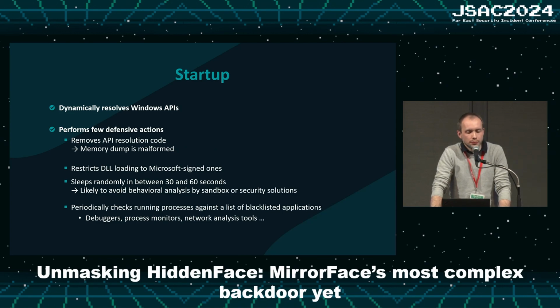Upon execution, HiddenFace first dynamically resolves all the Windows APIs that will be used throughout the whole run. Then it performs a few evasive actions. First, it removes a part of the code that is responsible for the API resolution, and this ensures that any potential memory dump of HiddenFace will be malformed from this point.